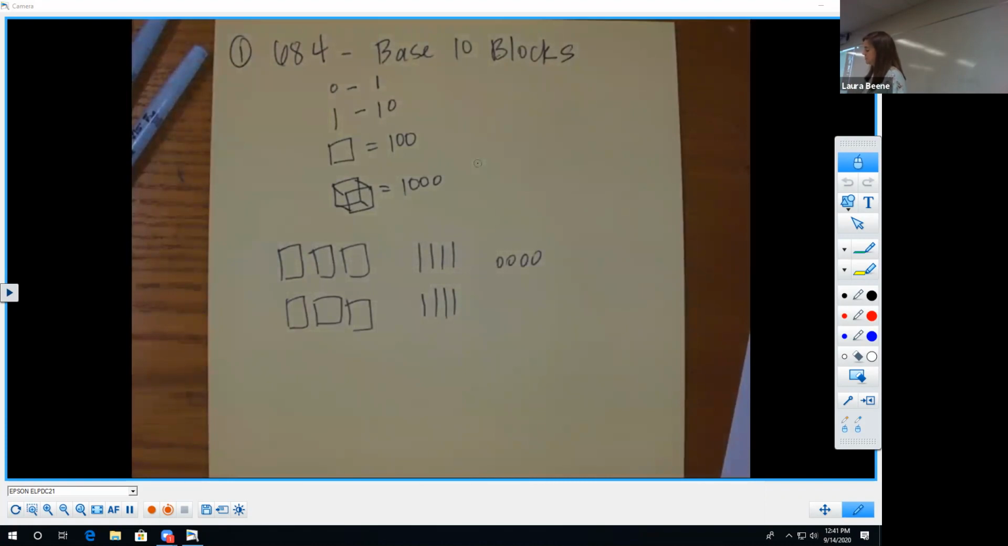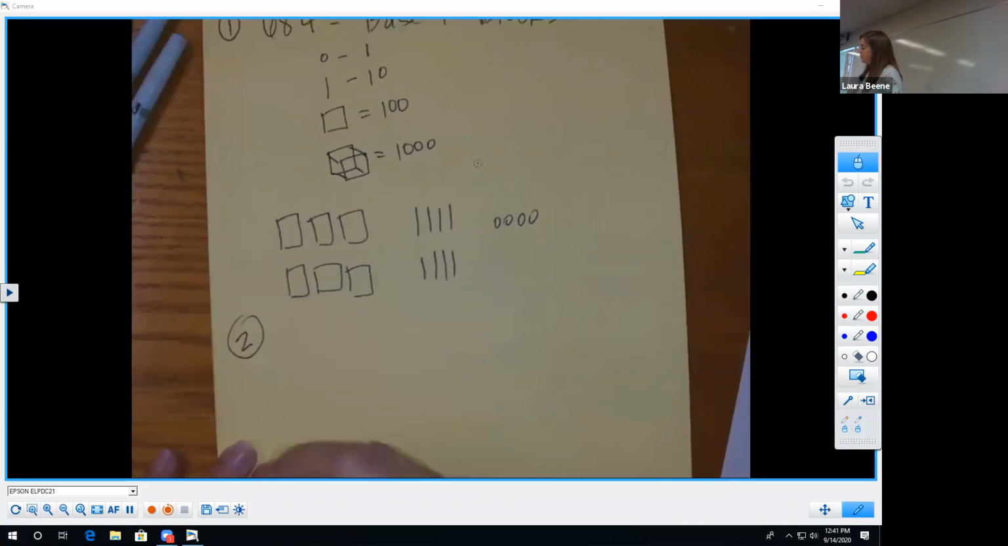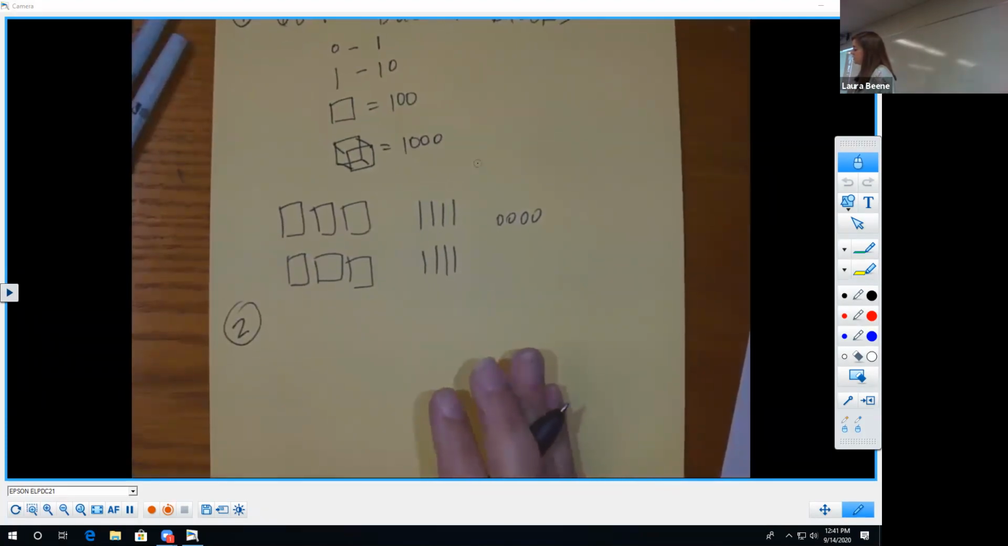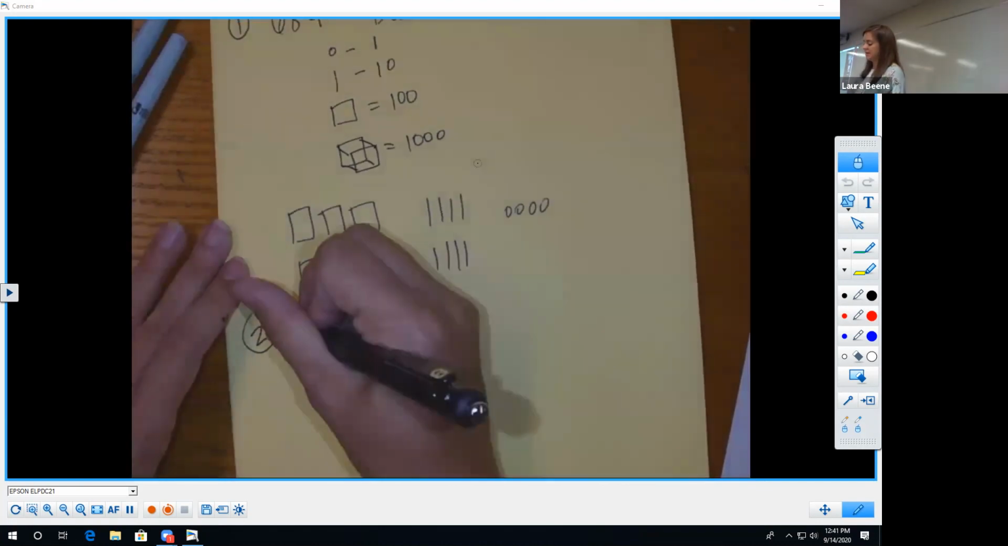So with 2, okay, keep going with 2. Number 2, labeling the drawing to show units that correspond with the base 7 blocks. 4, okay, so this is in base 7 this time.